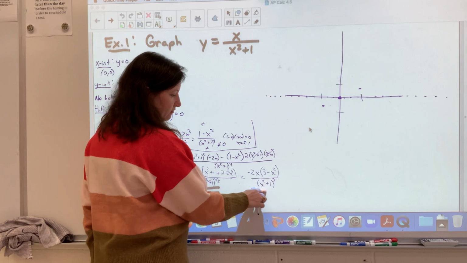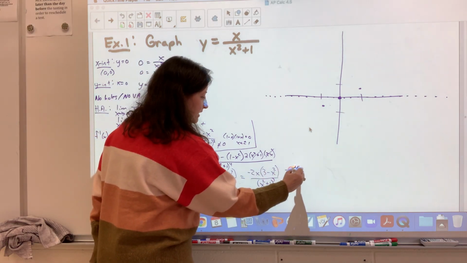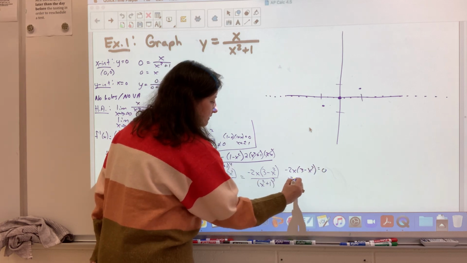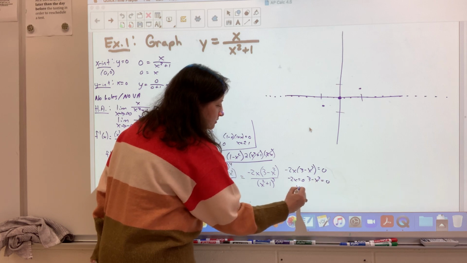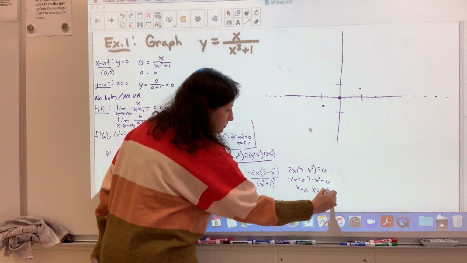No, this will never equal 0, but the top will. So negative 2x times 3 minus x squared is going to equal 0. Negative 2x equals 0, 3 minus x squared equals 0. So x comes out to be 0 and x comes out to be plus or minus root 3.